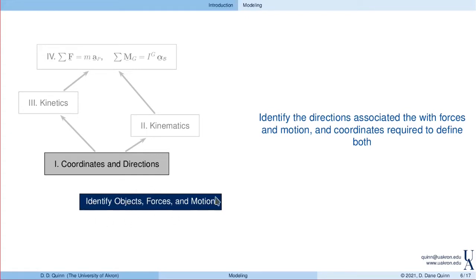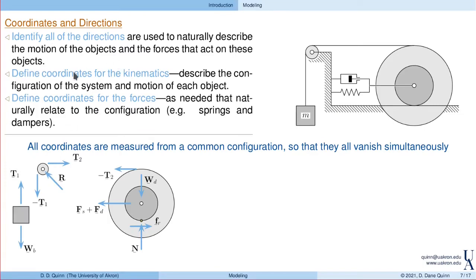So now that we've identified the object's forces in motion, we want to go and define the coordinates and directions, right? So in particular, we want to identify the directions that are associated with the forces and the motion. And then we want coordinates that will allow us to describe both, right? To use within the kinematics as well as the kinetics, or the forces and the moments. So again, here's our step that we're at, and these are the kinds of things that you want to do. You want to start off and identify all the directions.